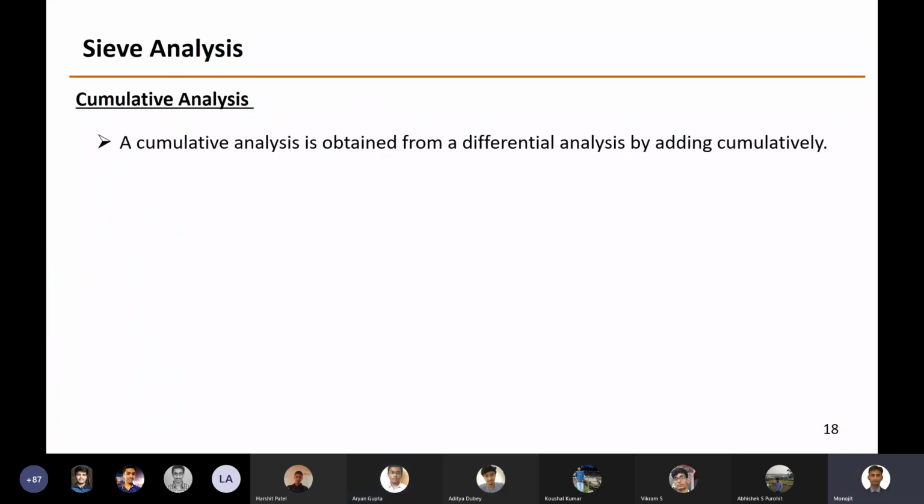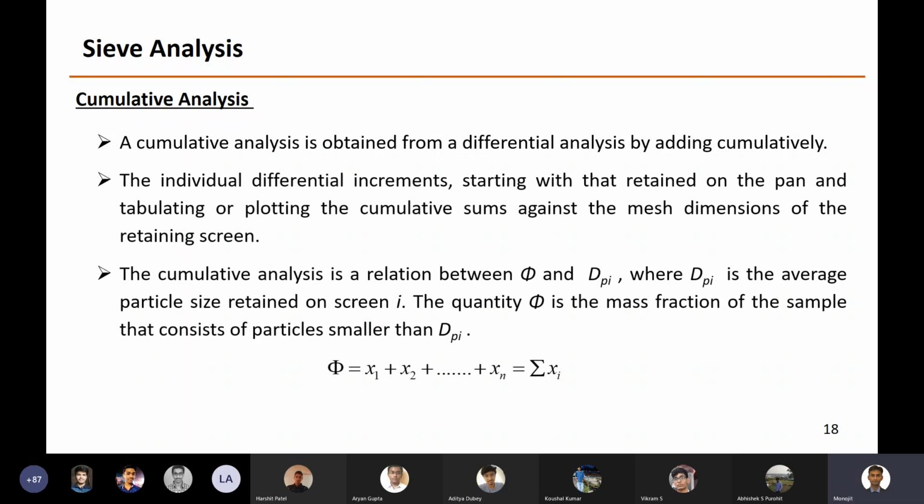Let's focus back on our cumulative analysis. The way we define this cumulative analysis, the individual differential increment starting with the one that is retained on the pan. Pan is the bottom one. The bottom sieve or the bottom screen is called pan. It's not a screen, it's a solid base. Right, it's a bowl kind of stuff. It has a solid base. Starting with the pan and tabulating or plotting the cumulative sums against the mesh dimensions of the retaining screen.